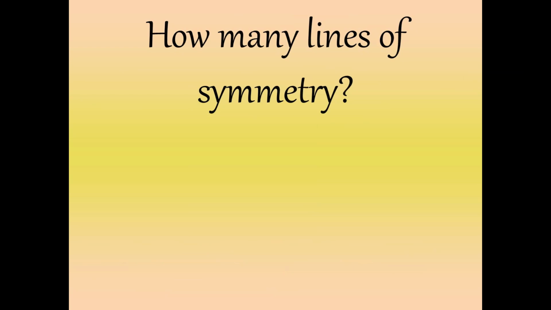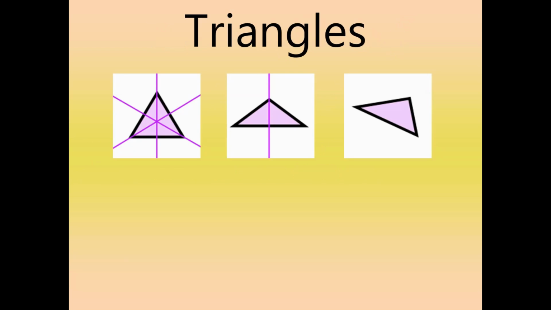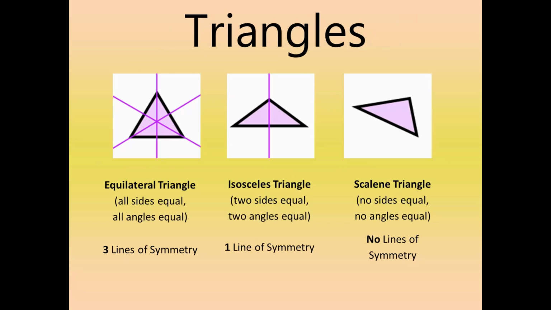How many lines of symmetry? Well, different shapes have different numbers of lines of symmetry. Some have none, some have more than one. Let's look at triangles, for instance. An equilateral triangle, a regular triangle, has all of its sides equal and all of its angles equal, and we have 3 lines of symmetry there. An isosceles triangle, where we've got 2 sides equal and 2 angles equal, only has 1 line of symmetry. And of course the scalene triangle, where there are no sides equal and no angles equal, has no lines of symmetry.